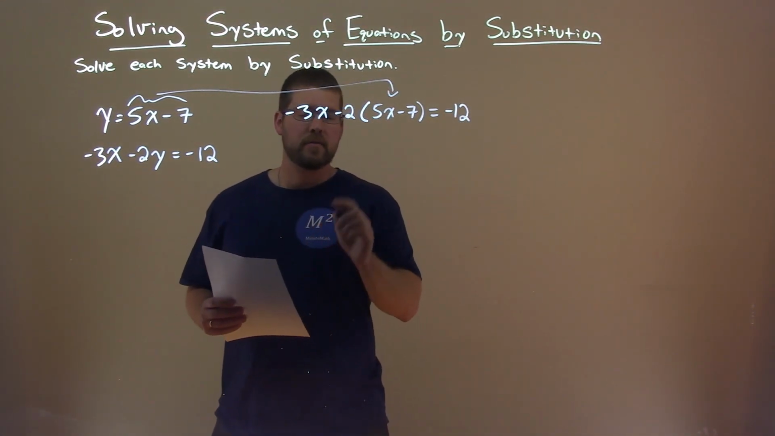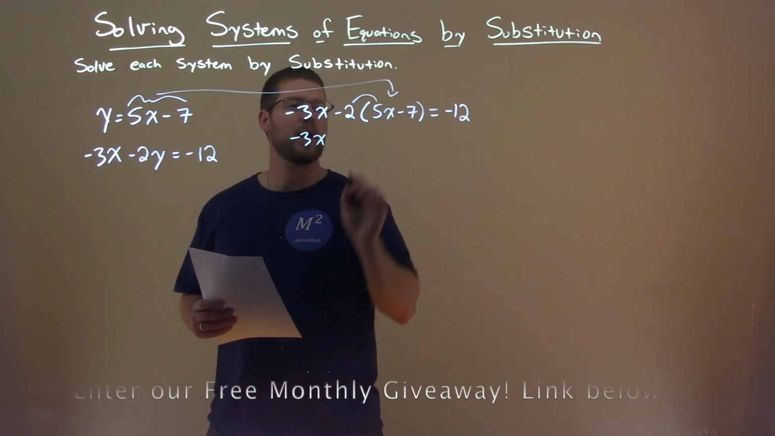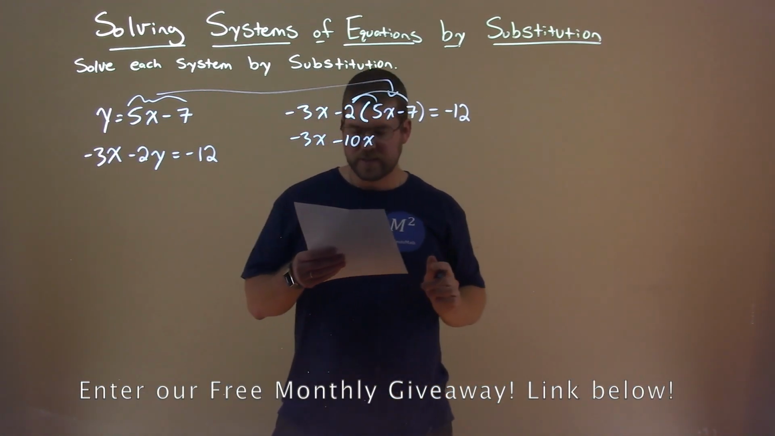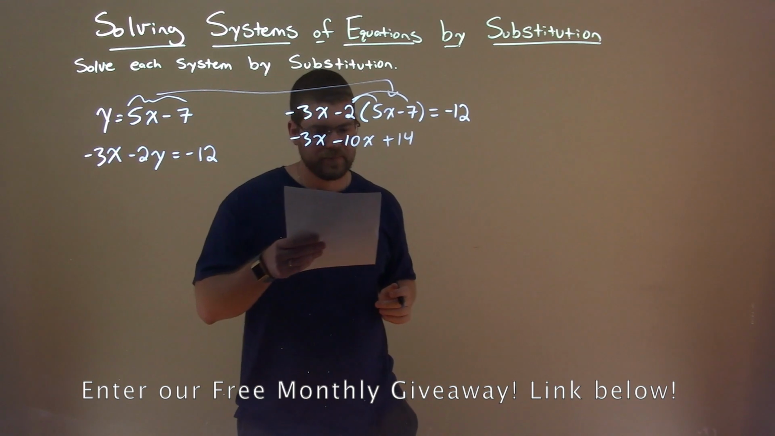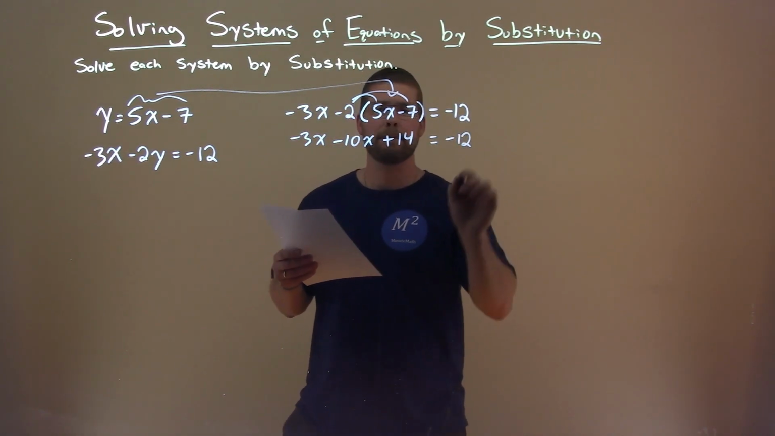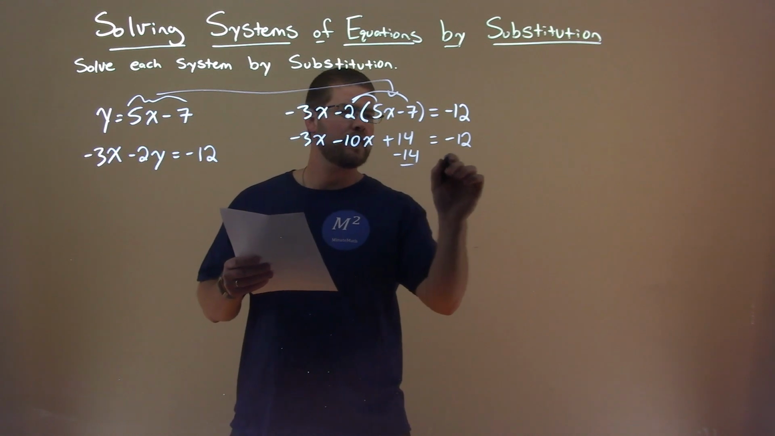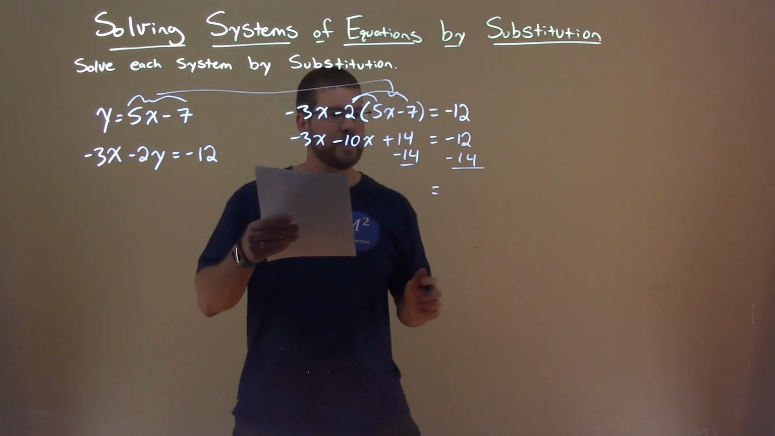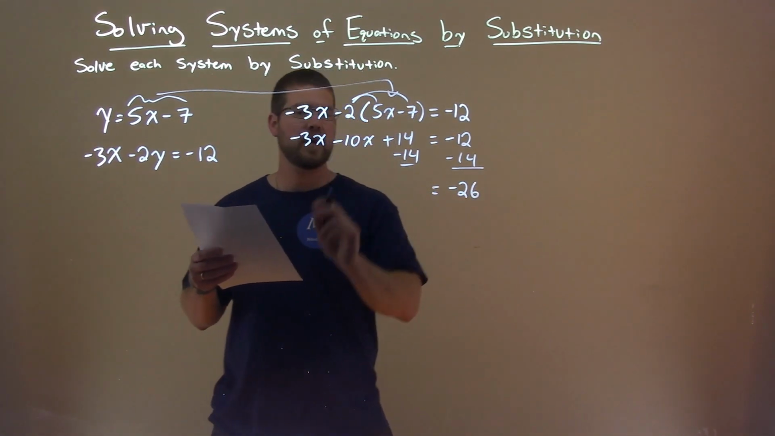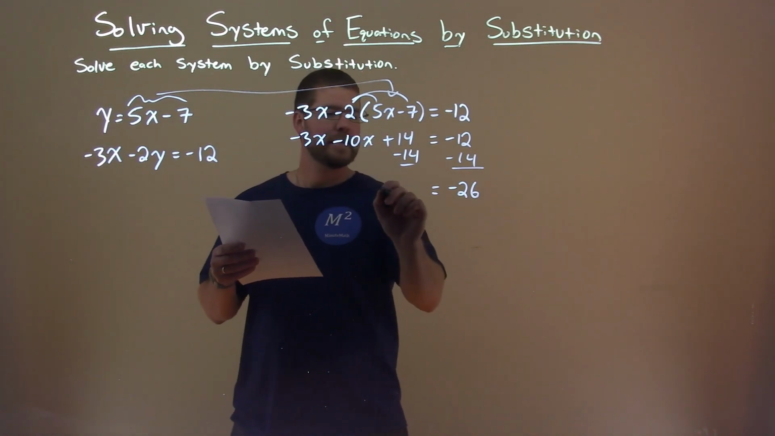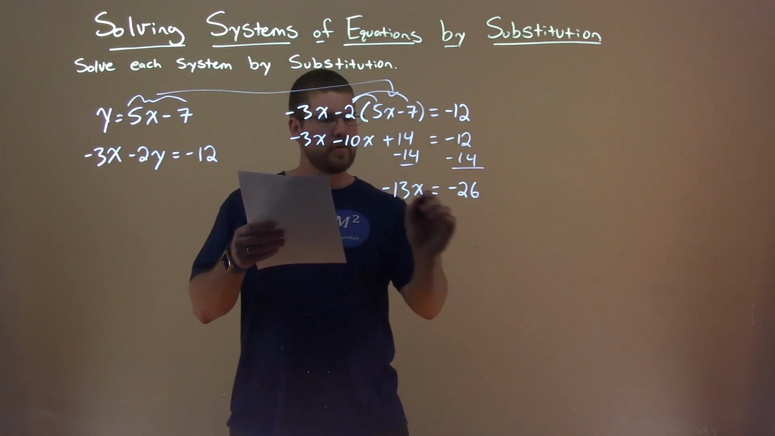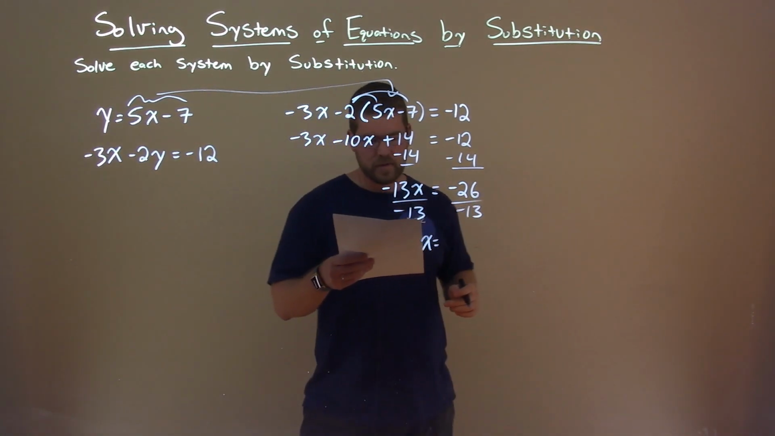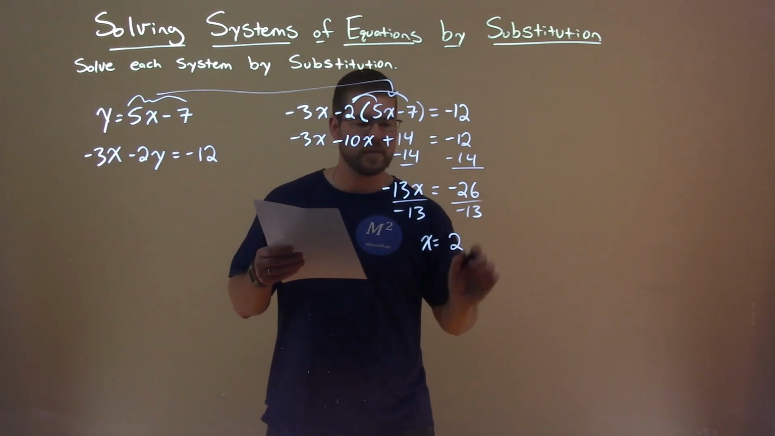Now we have to solve for x. Negative 3x comes down. We distribute the negative 2. Negative 2 times 5x is a negative 10x. Negative 2 times the negative 7 is a positive 14. Negative 12 just comes down. Subtract 14 from both sides. And we're left with, on the right-hand side, negative 12 minus 14 is negative 26. Left-hand side, negative 3x minus 10x is negative 13x. Divide both sides by negative 13, and x equals negative 26 divided by negative 13, which is a positive 2.